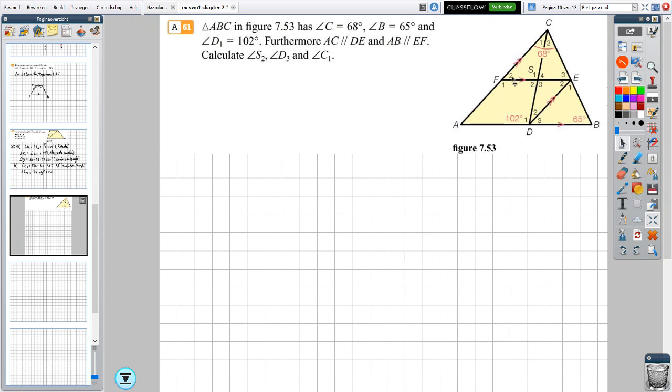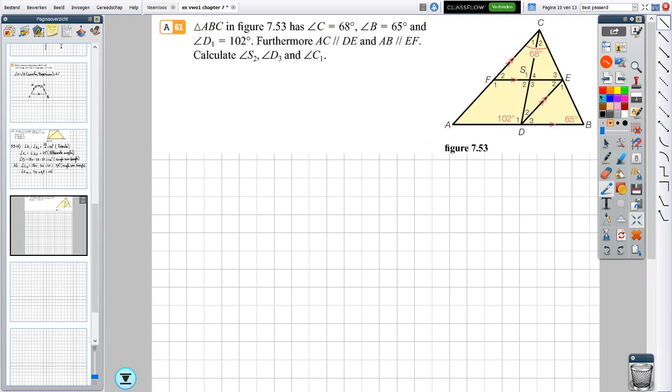Again, you see that a lot of lines are parallel to each other, which gives us a lot of possibilities to use F angles and Z angles, also known as corresponding angles and alternate angles. As I sometimes said, if you don't know where to start, try to go on the order they give you, right? So here they start with angle S2. Is there a way that I can calculate angle S2?